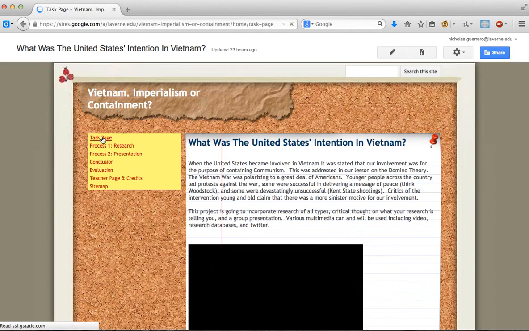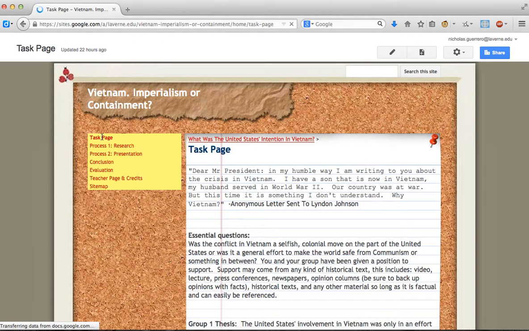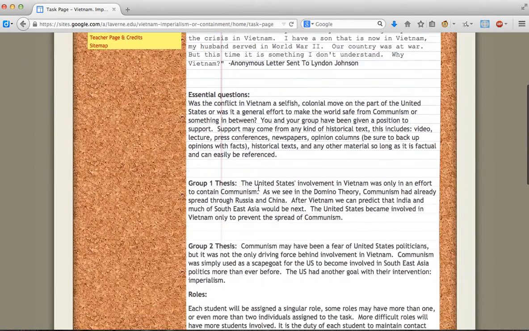The task page is introduced by a letter that Lyndon Johnson read during one of his speeches. There's a video of it out there, and it's pretty simple. It says, "Dear Mr. President, in my humble way, I'm writing to you about the crisis in Vietnam. I have a son that is now in Vietnam. My husband served in World War II. Our country was at war, but this time it is something I don't understand. Why Vietnam?" So that's kind of opening the question up.